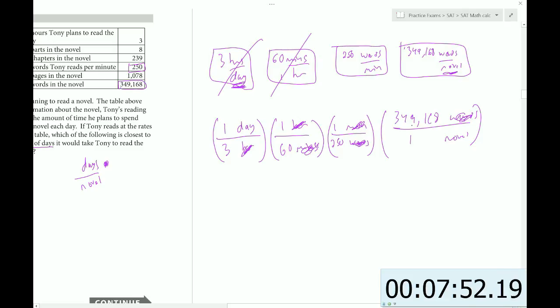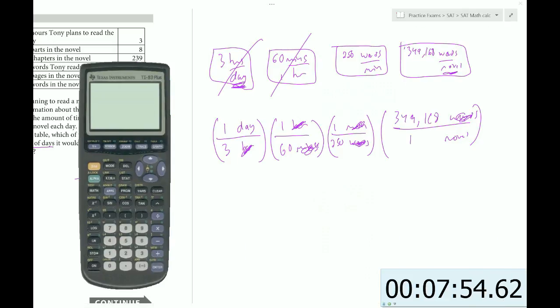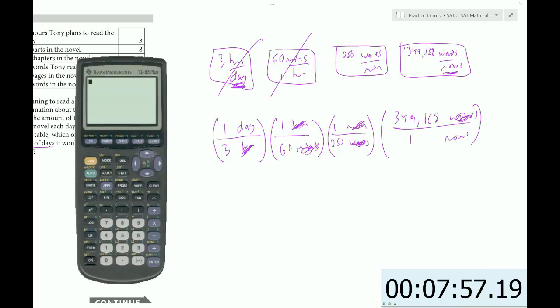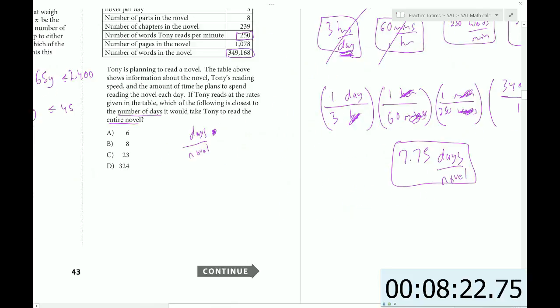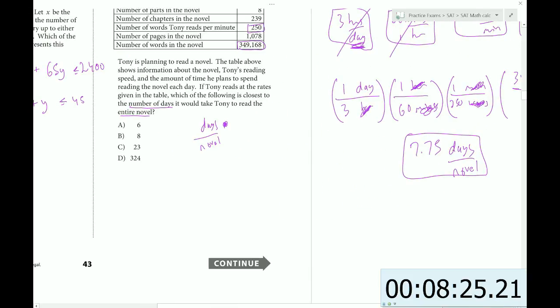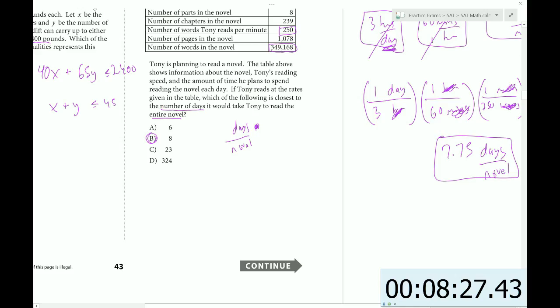So now let's get the calculator out for this. 349,168. We divide that by 3. We also divide it by 60. And we also divide it by 250. So we get 7.75. Now the reason why I did them all separately is because if you don't, you may end up multiplying by accident. So that's pretty much 8 days.